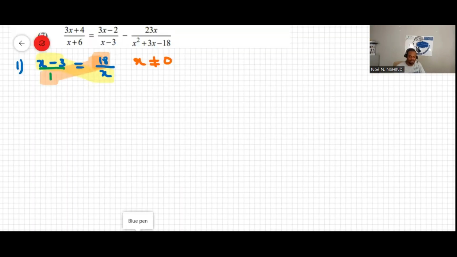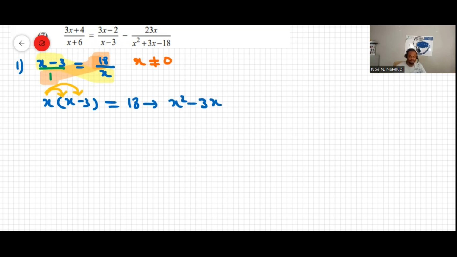So this will be x open bracket x minus 3, times that, equal to 1 times 18, which is just 18. Then we can do x times x and then x times negative 3. And this will be x squared minus 3x equal to 18. So we can move the 18 over. That makes x squared minus 3x minus 18 equals 0.